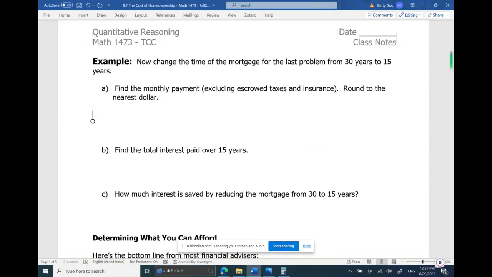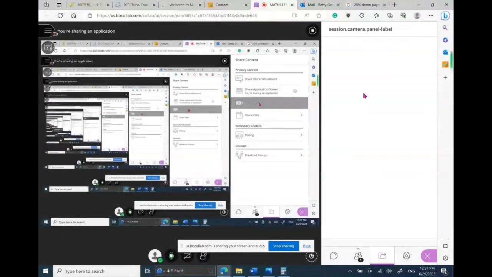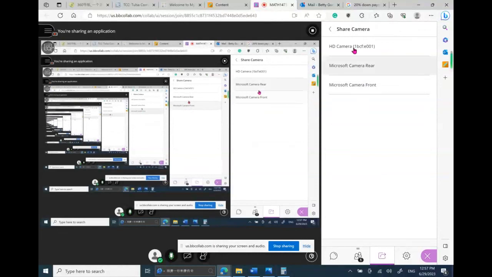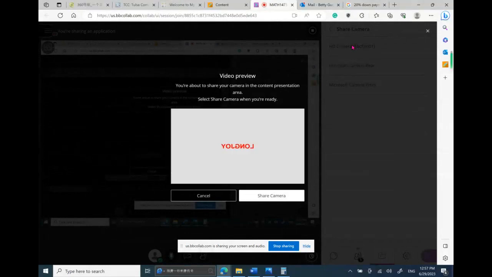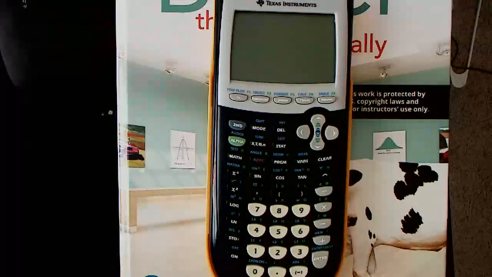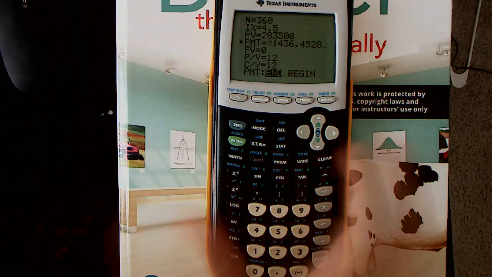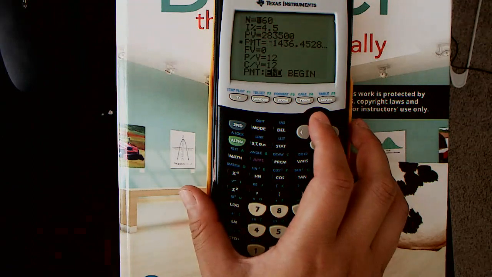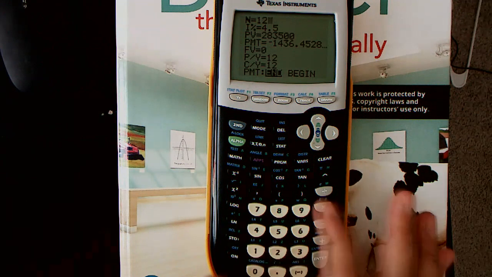Okay, so you know what? We don't have to do it all over again, because if we use the second method, let me share the calculator, and we have all the information in the app already. All we need to do is change the 30 years to 15 years. So let's go to the app. Yeah, it's already here. All we need to do is go up to change the 360 months to 12 times 15.